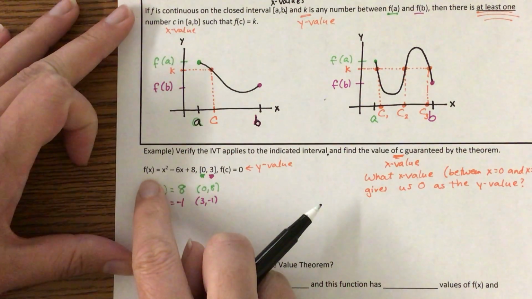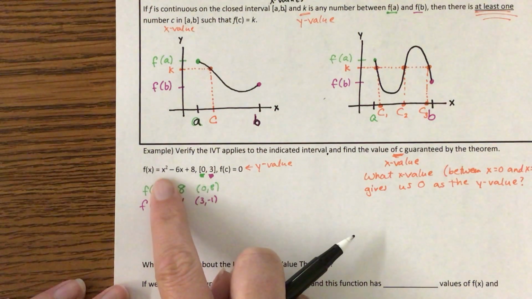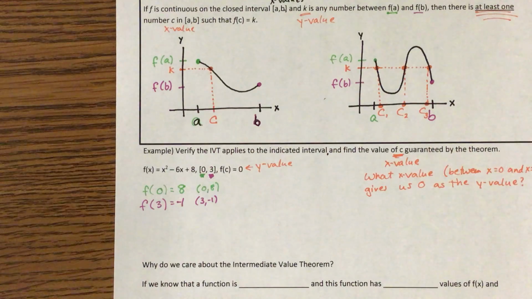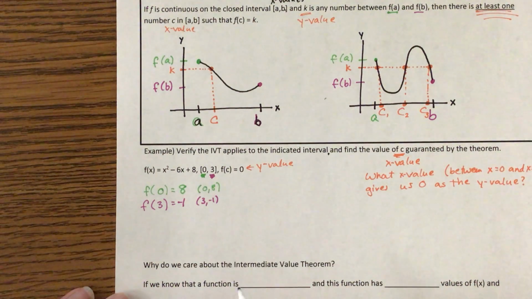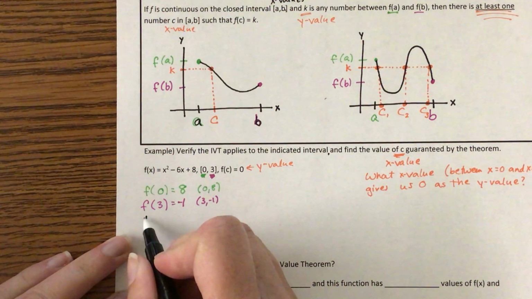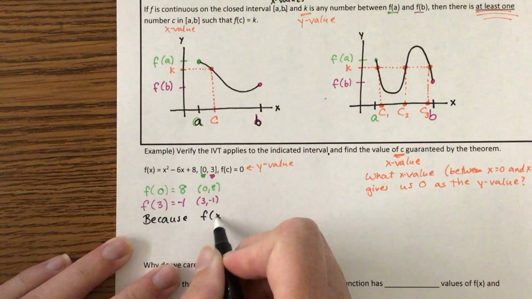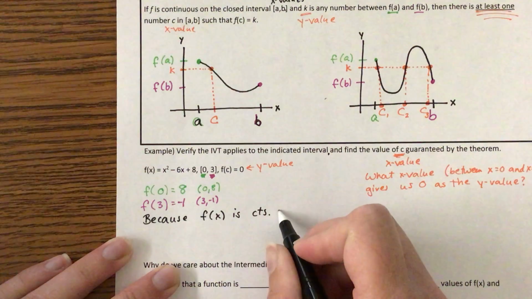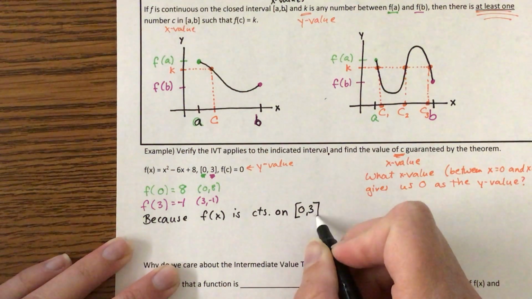So let's look at f of x. Are there any discontinuities? Are there any spots where like a denominator would equal 0? Any spots where you've got like a square root of some weird stuff? The answer to that is no. This is a polynomial, so it is continuous. So we're going to start with because f of x is continuous, CTS for continuous, on the closed interval from 0 to 3.